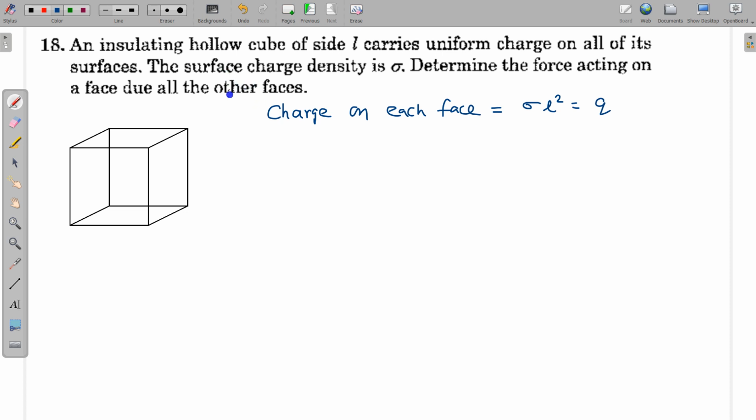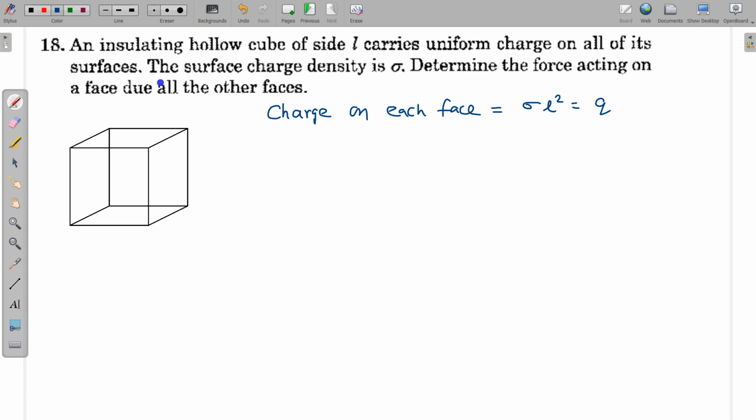To find the force on one face due to all the other faces, I am going to use the flux method, and earlier also I have solved one problem using this method, and this method is very handy in solving such kind of problems. So let us see how we can apply the flux method to find the force on one face.